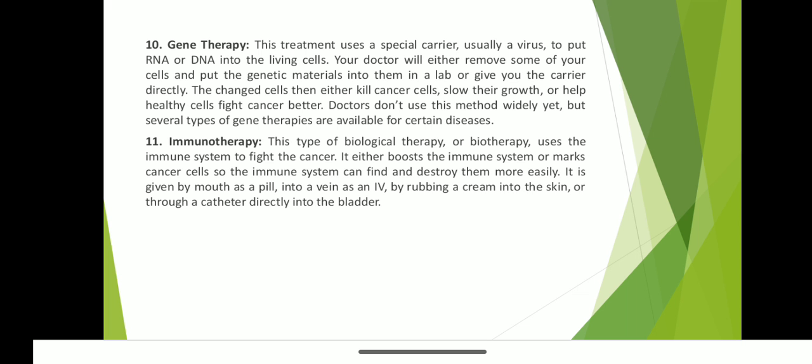The last kind of therapy that's used is immunotherapy. This type of biological therapy or biotherapy uses the immune system to fight the cancer. It either boosts the immune system or marks cancer cells so the immune system can find and destroy them more easily. It is given by mouth as a pill, into a vein as an IV, by rubbing a cream into the skin, or through a catheter directly into the bladder.